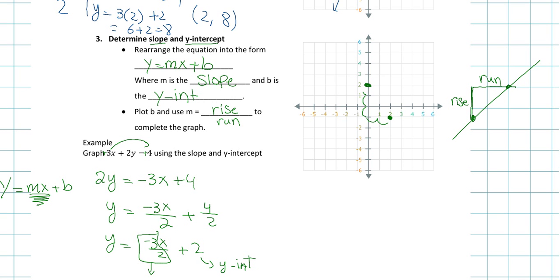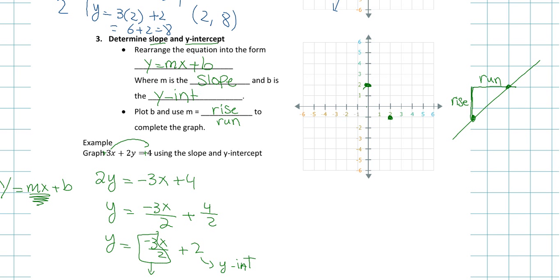Graph it again. So, we know that the y-intercept is at 2. Are we okay with this? The slope is go down 3 over 2. You told me that, didn't you? From that 2. So, I'm going to go down 3, so that's 1, 2, 3. And then I'm going to go to the right 2. And this is where I'm going to end up. I will erase this. I won't keep this for my graph. This is just a visual for you guys.